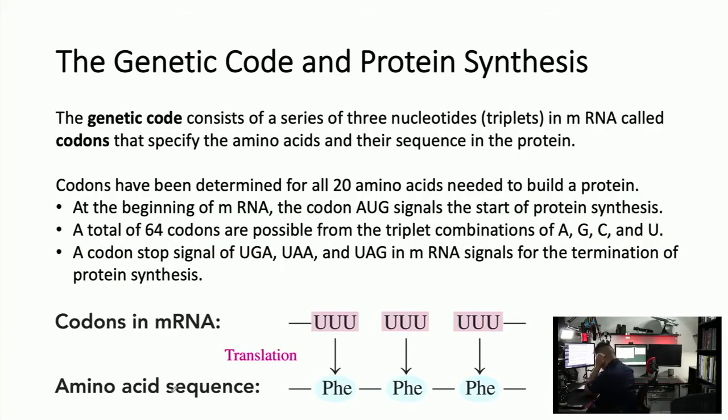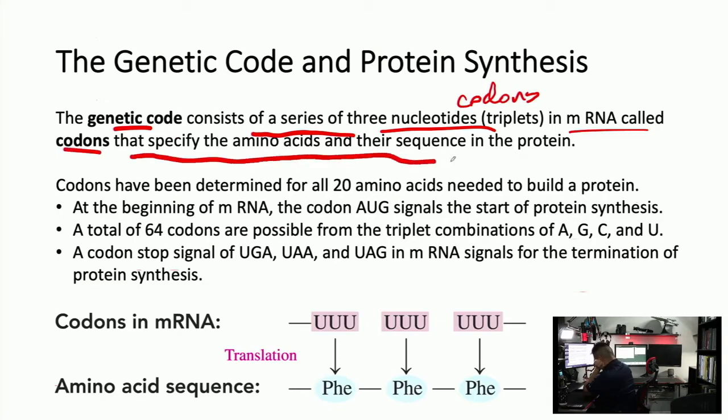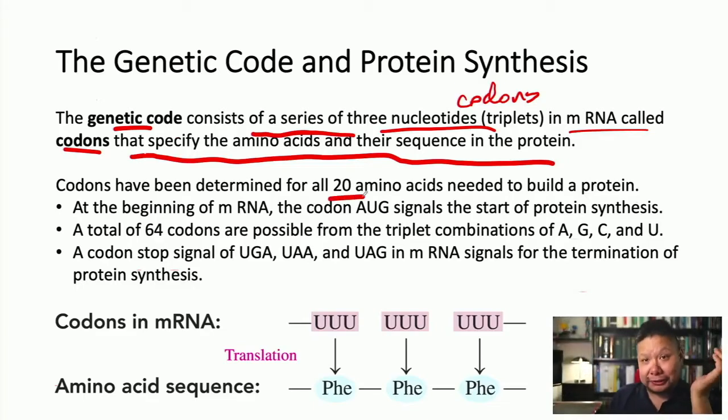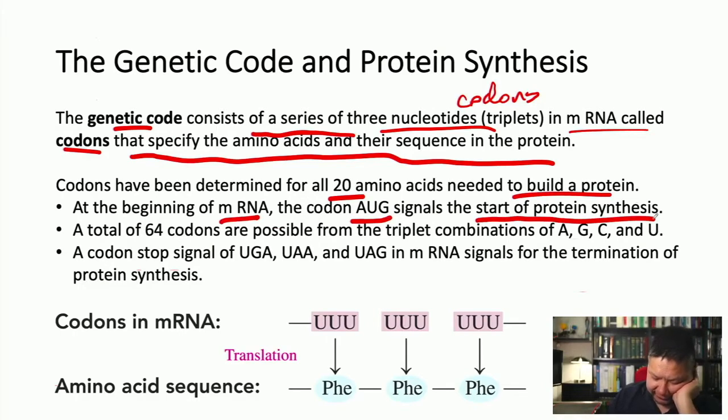So let's talk a little bit more deeply now about the genetic code and how we make proteins using amino acids. The genetic code consists of a series of 3 nucleotides, or triplets, also known as codons, in the mRNA, that specify the amino acid and their sequence in the protein. Codons have been determined for all 20 amino acids that you learned in the previous lecture, needed to build a protein. And so at the beginning of the mRNA, the codon AUG signals the start of protein synthesis.